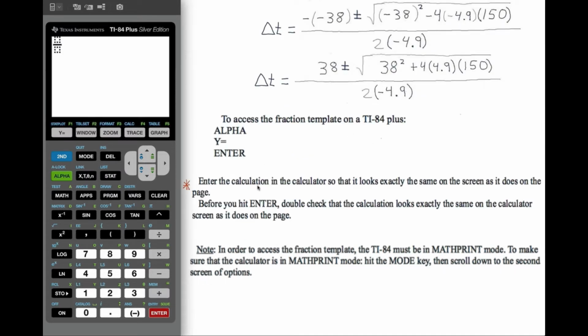Now, enter the calculation in the calculator so that it looks exactly the same on the screen as it does on the page. This symbol stands for plus or minus. Let's begin by entering the symbol as an addition sign on the calculator.